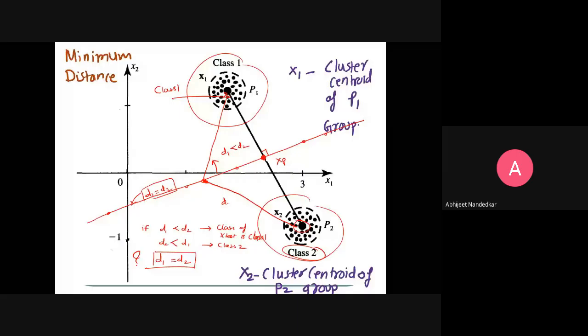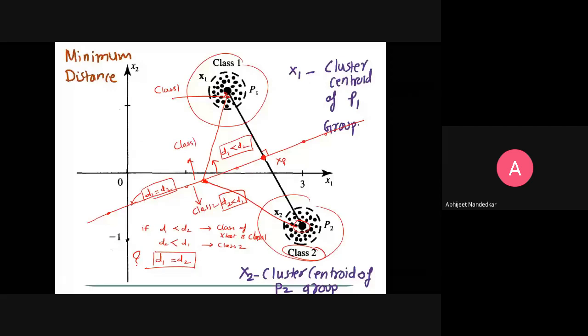So any sample which is on this line, anywhere on this line, will satisfy the condition d1 is equal to d2. That means you cannot classify these points. But when you are above this line, that is d1 is less than d2, and when you are below, that means d2 is less than d1, then you can easily decide the category. So this side of the line becomes class 2 and this side of the line becomes class 1.